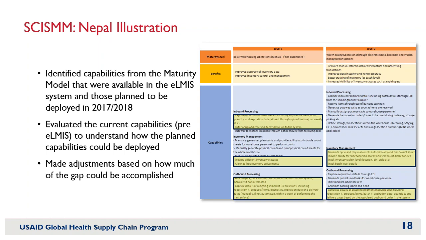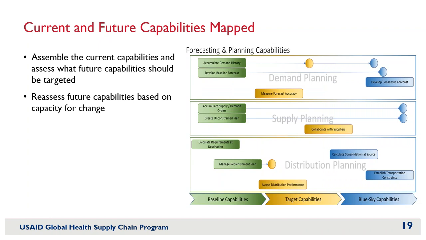So this is just mapping out what their system's capability was to levels in the maturity model. Then from that, this is kind of a map that says, well, what should we be trying to accomplish? So if everything on the left in this picture is what we can do today, one of the big sections of forecasting and planning is accumulate demand history. Well, we do that well. We do that today, and we can develop a baseline forecast.